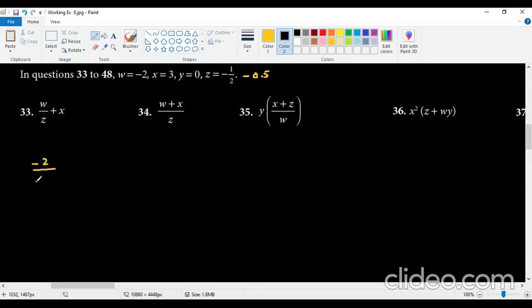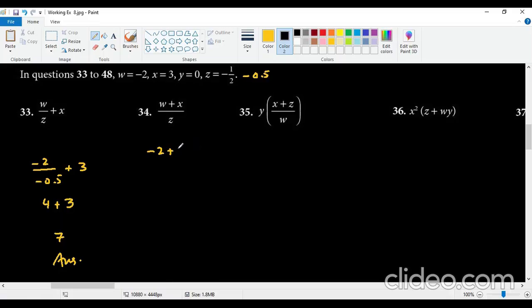Now w has a negative 2 divided by z has negative 0.5 and plus the value of x, which is 3. So when negative 2 is divided by negative 0.5 is going to give you a positive, and 2 divided by 0.5 is going to give you 4. So 4 plus 3 is going to give you 7. Now question number 33 has 7 as an answer.